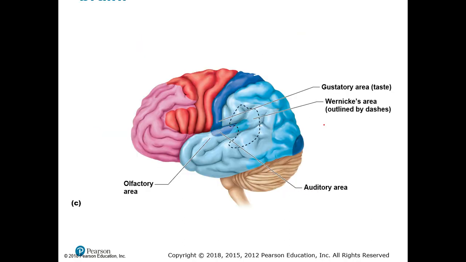So over here we have a couple different areas. Here's your Wernicke's area back here. We have our auditory area, again, hearing, and then olfactory or smell. And this is also, and I did not put this on the previous slide, where a lot of our taste processing is as well. I didn't include taste because taste does overlap with the parietal area, so I didn't want to just put it in the temporal area.